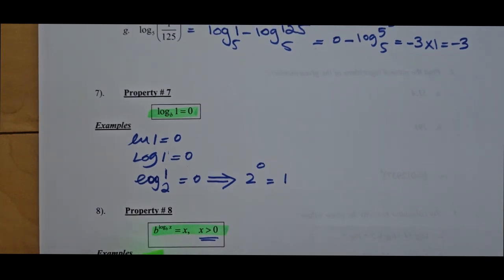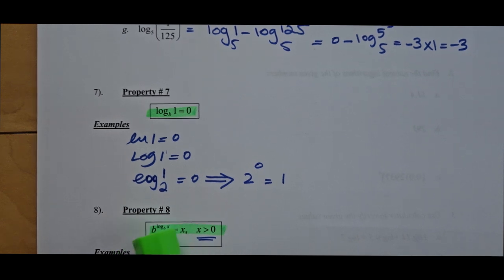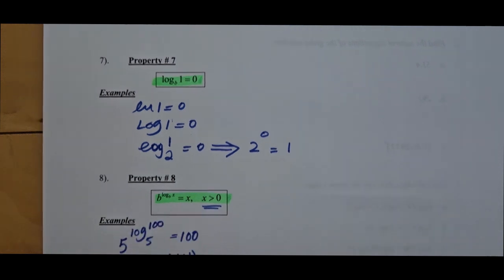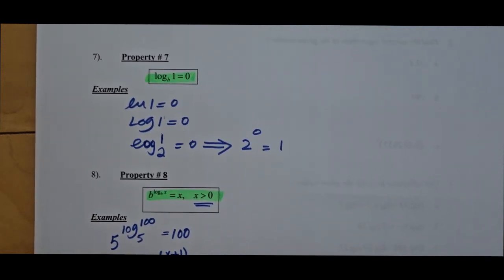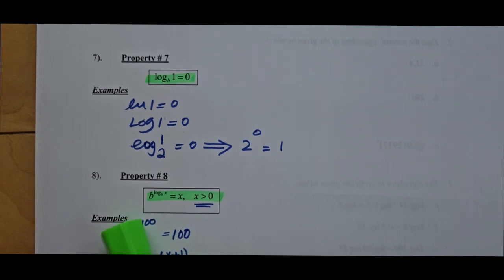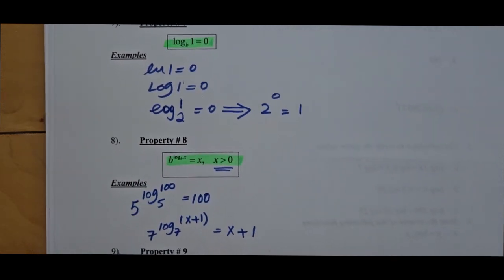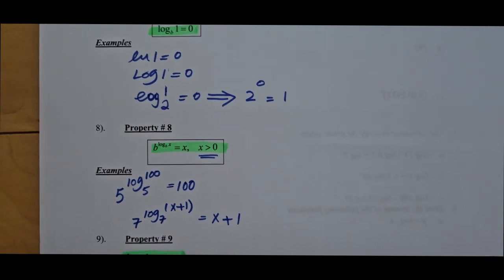So base b to the power itself is another logarithm of something to the base b. So both of them should be the same base. The answer would be x, right? Examples. So let's say 5 to the power logarithm of 100 to the base 5. So these will cancel out. What is left is 100. And remember, there is a condition that should be met, that x must be greater than 0.